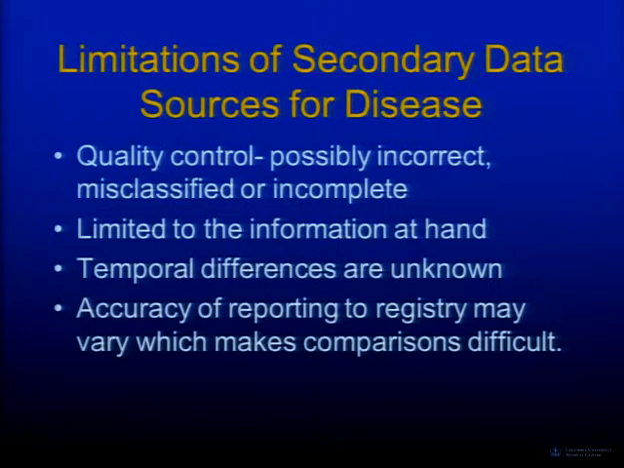We only have whatever information we have. Maybe physical activity rates vary country by country, but we don't know that. We also don't know if there are temporal differences. Are there differences over time in terms of how the diet has changed or how the cancer rates have changed? And how accurately things are reported to countrywide registries may not be that accurate, and that could make comparisons difficult as well.